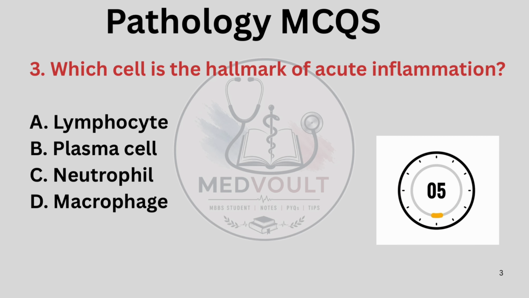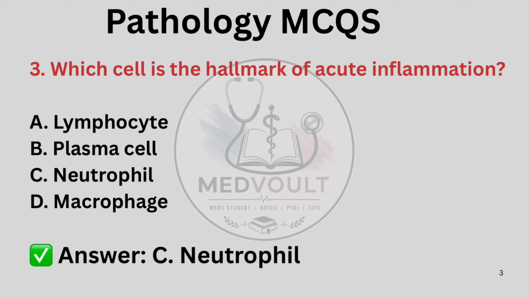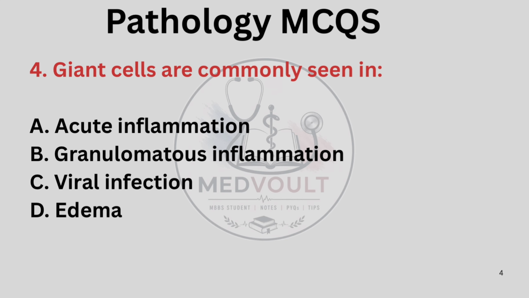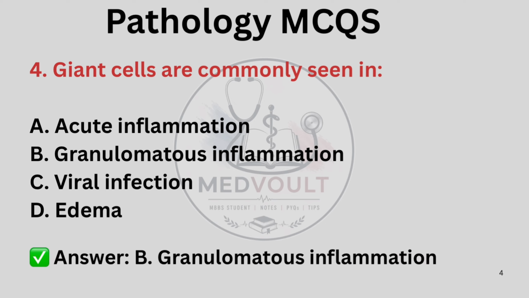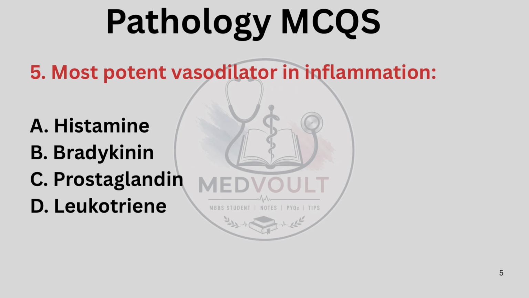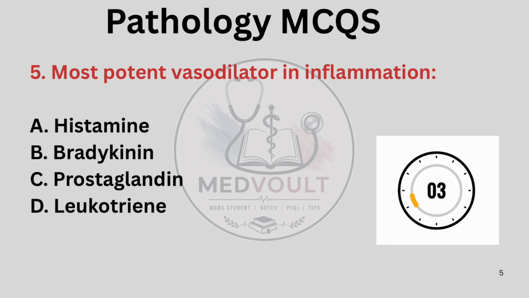Which cell is the hallmark of acute inflammation? A. Lymphocyte, B. Plasma cell, C. Neutrophil, D. Macrophage. Answer is C. Neutrophil. Giant cells are commonly seen in acute inflammation, granulomatous inflammation, viral infection, edema. Answer is granulomatous inflammation. Most potent vasodilator in inflammation: histamine, bradykinin, prostaglandin, leukotriene.